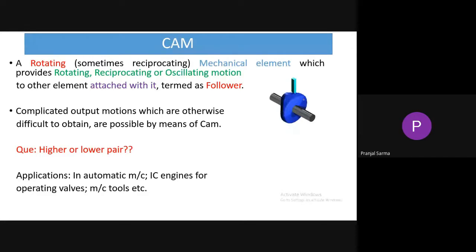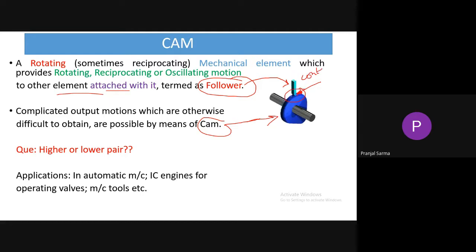So now, this blue is the cam, and this portion is the follower, which is getting this particular motion, and this element is in connection with it. Connection means it is in surface contact with it. You can see there is this contact in between the cam and the follower.